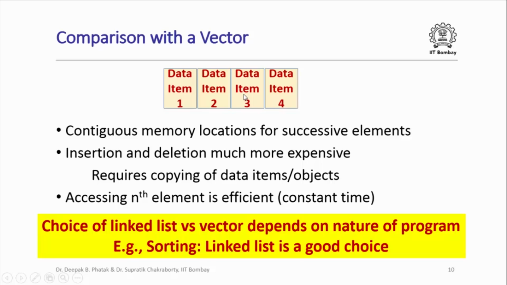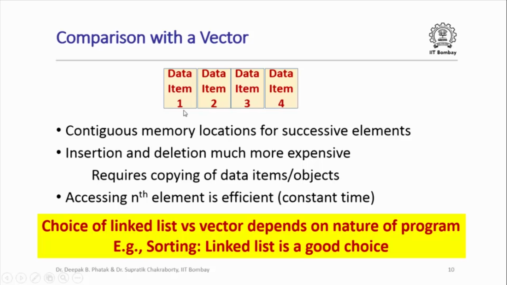And similarly, insertion is also going to be expensive because if I were to now insert a new data item between data item 1 and data item 2, then the size of the vector has to increase, and whatever is now at the second position will have to get copied to the third position, whatever is now at the third position will have to get copied to the fourth position, and so on, in order to be able to insert a new element between data item 1 and data item 2. So what you see is that insertion and deletion are really cheap or efficient in linked lists, but they're much more expensive in vectors. However, accessing the nth element is extremely efficient in a vector.